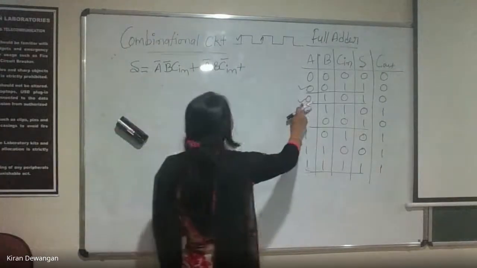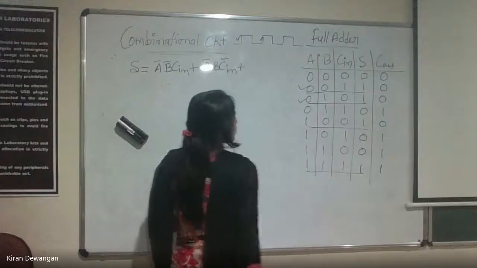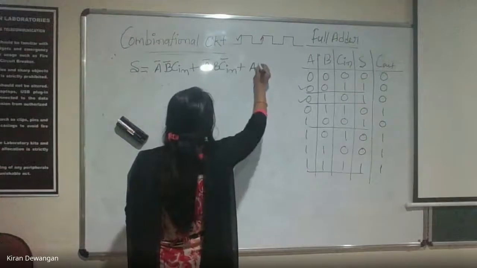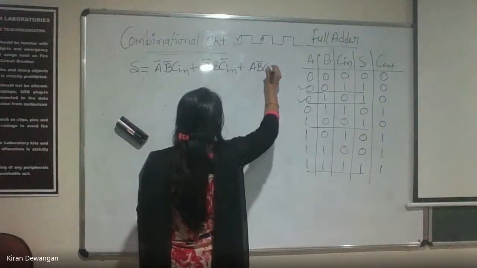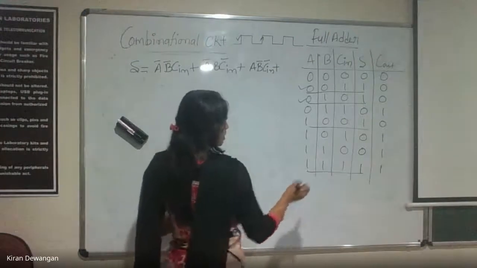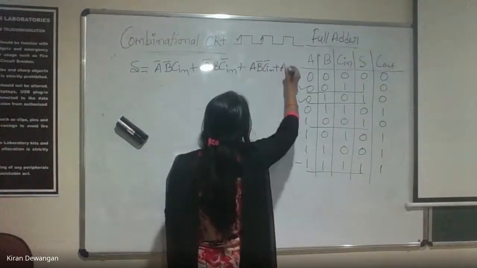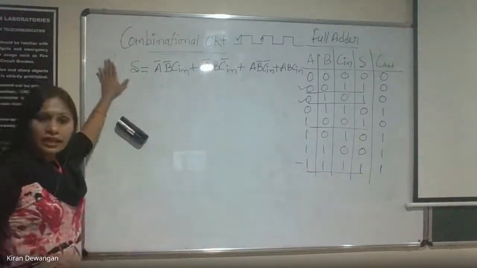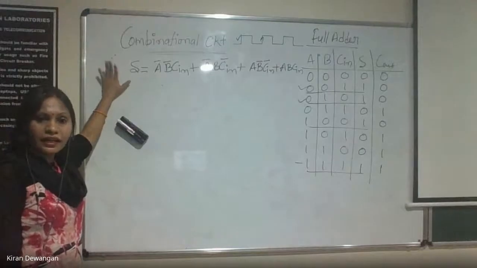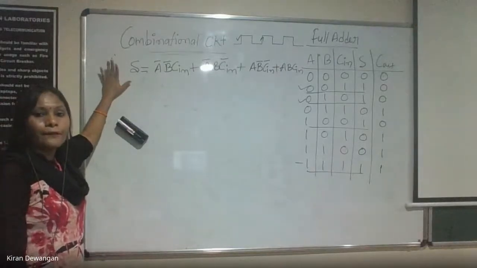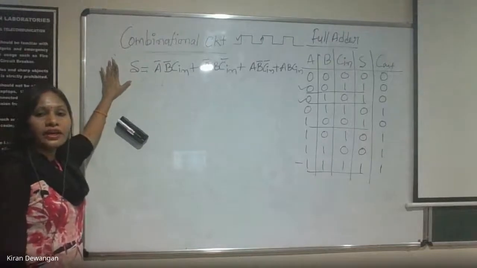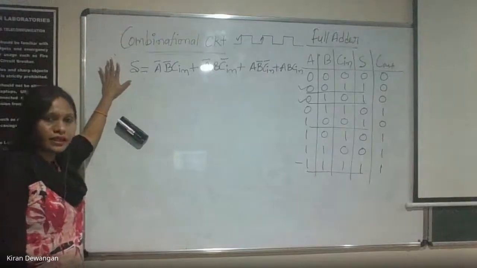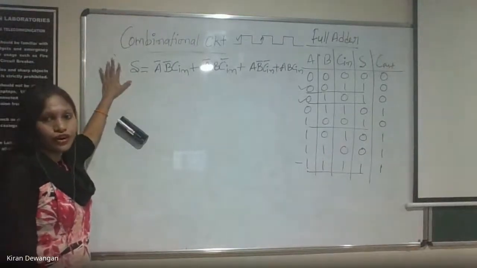This one is A bar B C in bar, plus this one A B bar C in bar, plus the last one A B C in. Is this expression clear, everyone? ये clear है कि नहीं? Just tell me. We can reduce it and it becomes A XOR B XOR C in. That's correct. That is the final output of sum.